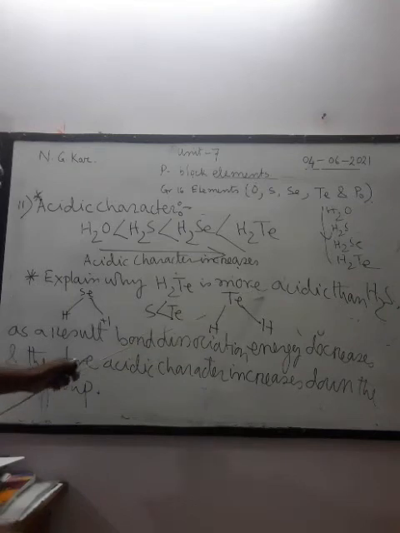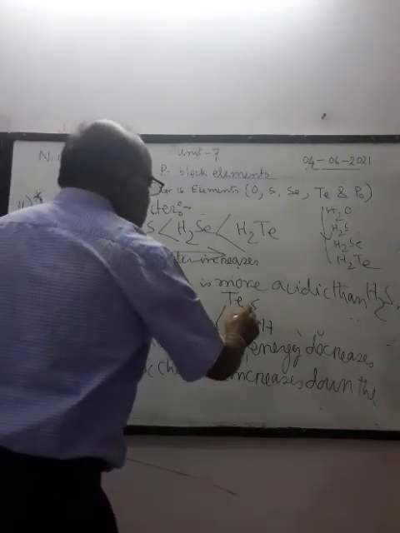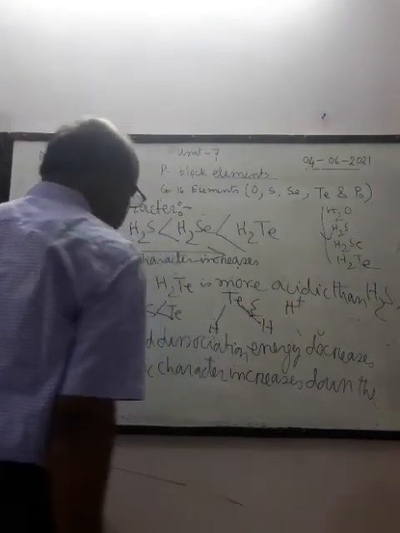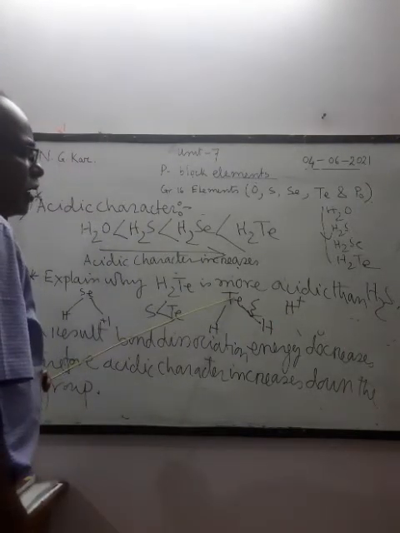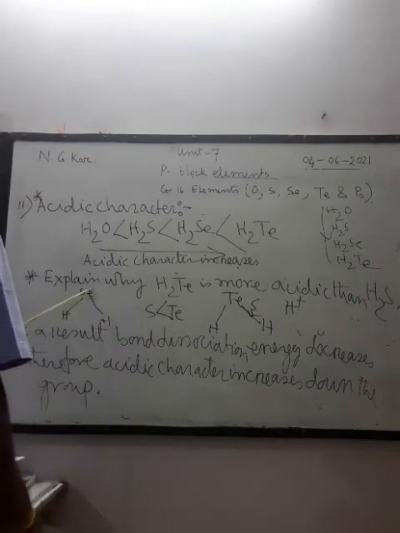That is, bond enthalpy is low. Easily it produces H positive ion. That is, bond enthalpy is low if size is large. And if size is small, then bond enthalpy is high.